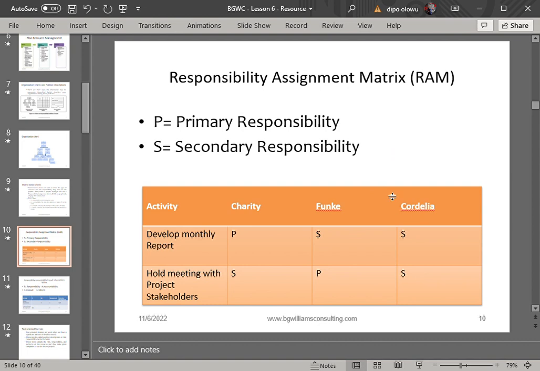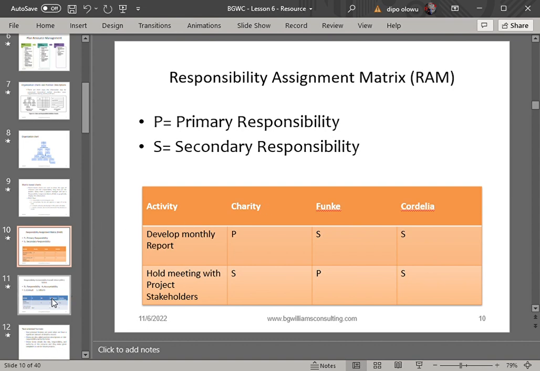Remember I said under the matrix base we have two categories, which is the RAM, the responsibility assignment matrix. You can see that this matrix base displays the resources and the tasks that need to be done. But you discover that this matrix base is not showing us the time that Charity will carry out this task. It's not time-bound. It's not showing us a time frame. Same for holding meetings with project stakeholders, it's not showing us the time that this meeting will be held. So just take note of that.